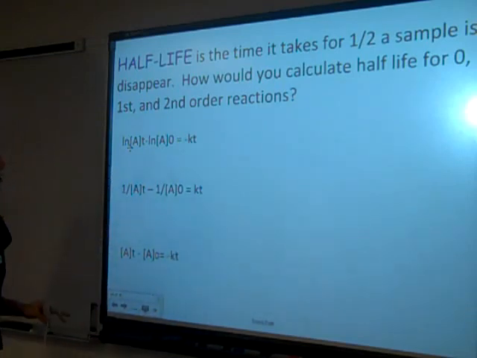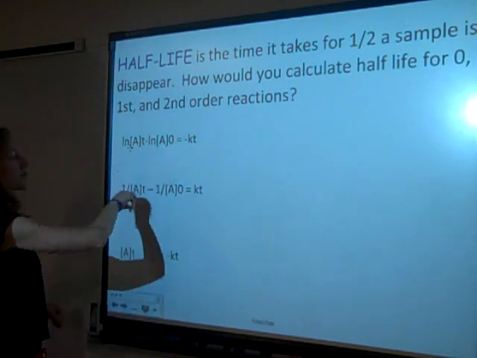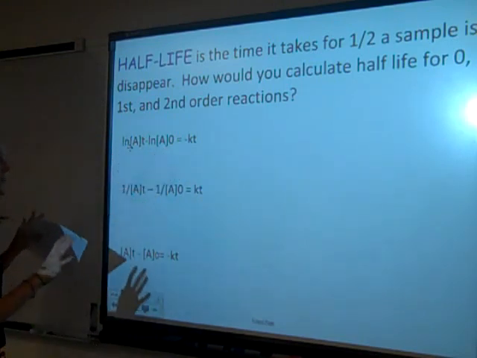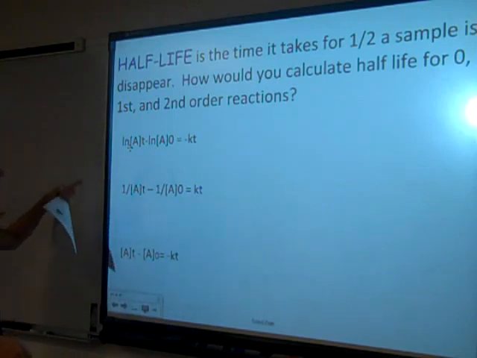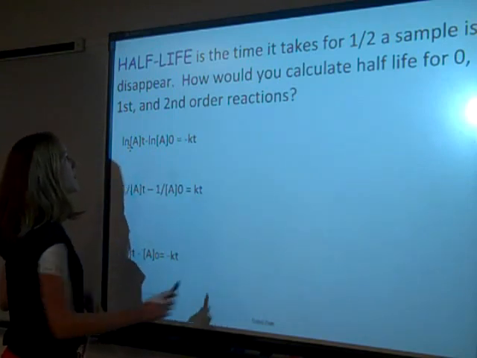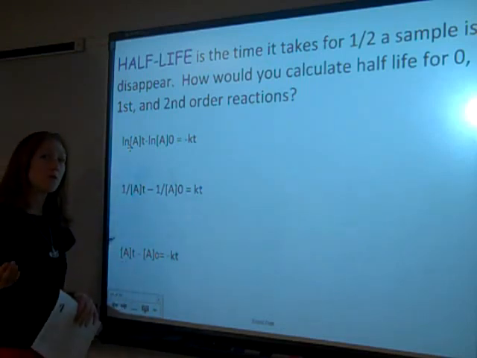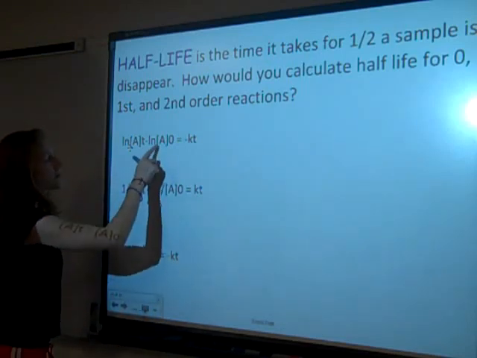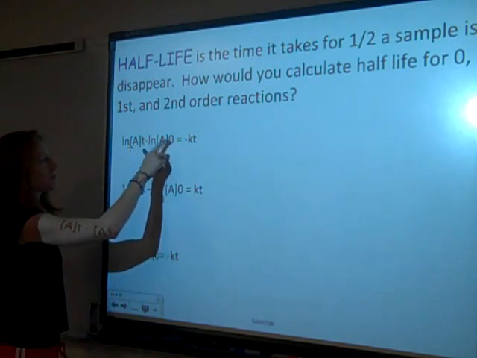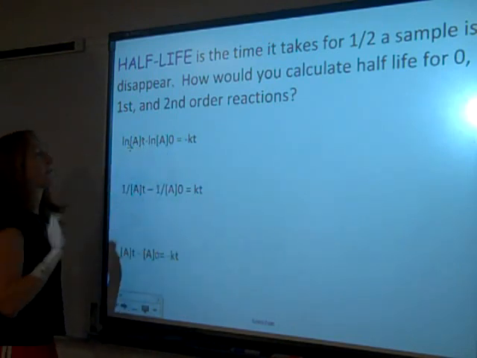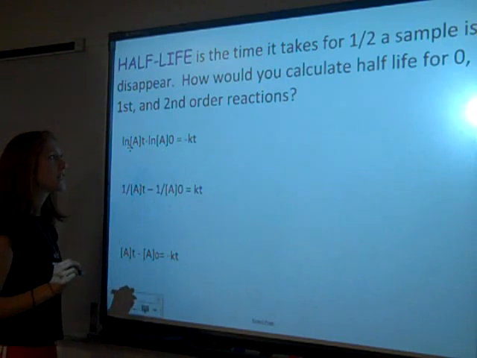We're going to look and see how that differs when you're looking at a half-life of a first order versus a second versus a zero order. So I have the integrated rate laws for first, second, and zero order reactions. For the first one, let's say I'm going from 4 moles down to 2 moles. So this is my concentration at the initial, this is my concentration after the half-life has passed by, and I would solve for t.